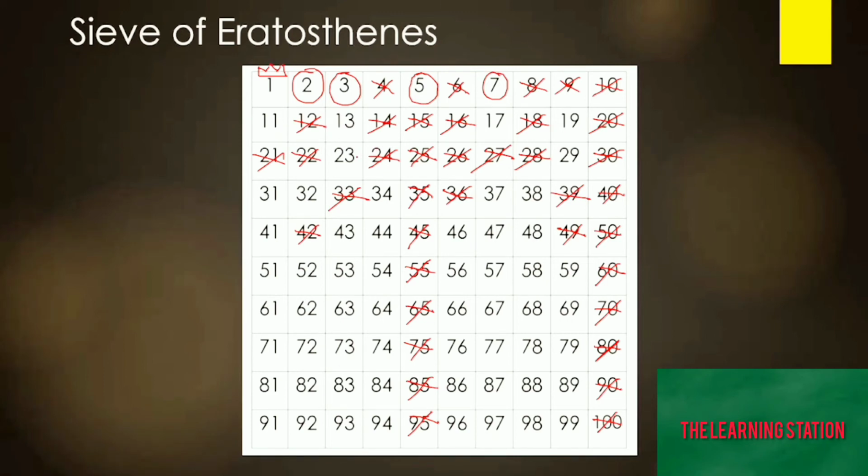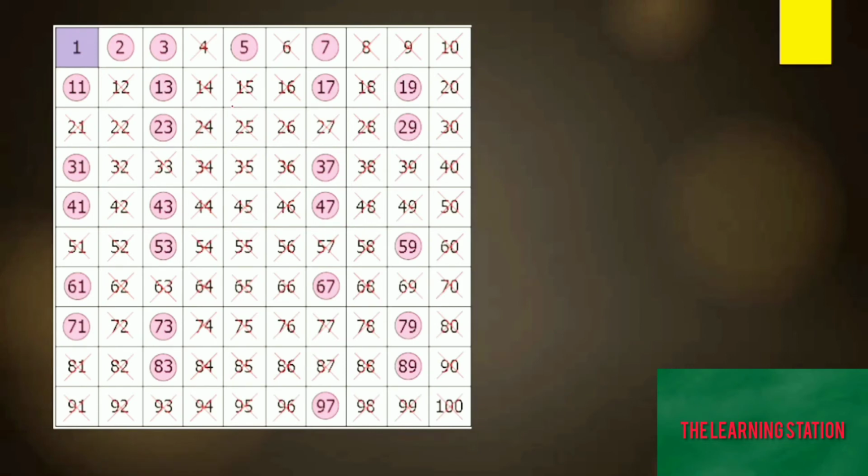Check if they come in the table of some other number or not. If they do not, leave them. If they come in some other table, then keep crossing. So your table is now going to look something like this. See, 1 is going to be our unique number. Then we have 2, 3, 5, 7, 11, 13, 17. All the numbers which are circled are prime numbers. This is how we filter prime and composite numbers. Isn't it easy and interesting?